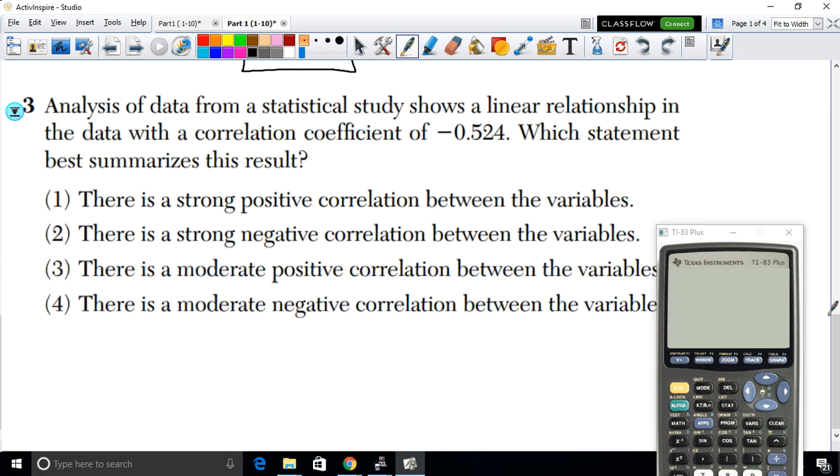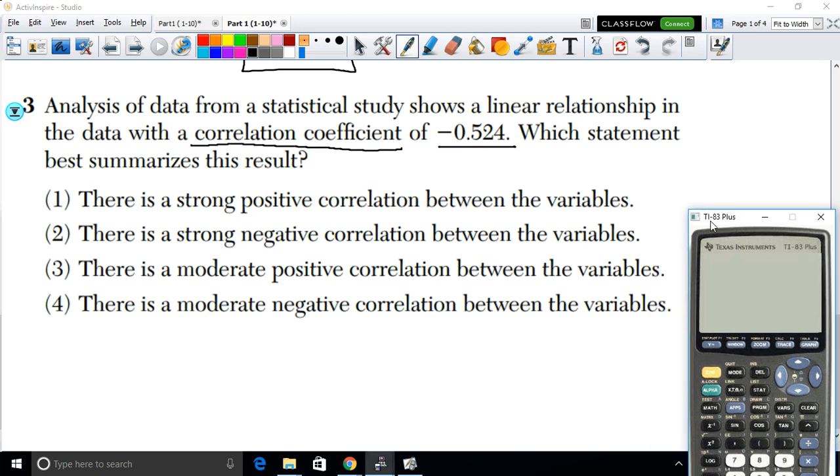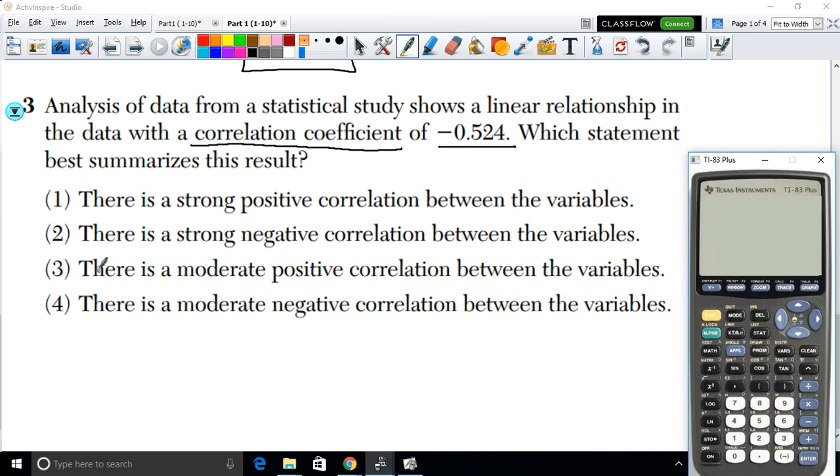Now let's see here. In example 3, it says, analysis of data from a statistical study shows a linear relationship in the data with correlation coefficient. So here is a keyword, correlation coefficient. All right, we'll talk about what that is. So we know the correlation coefficient is negative 0.54. Now, we want to see which statement best summarizes this result. So if we look at different options, we're looking for the strength of the correlation coefficient here.